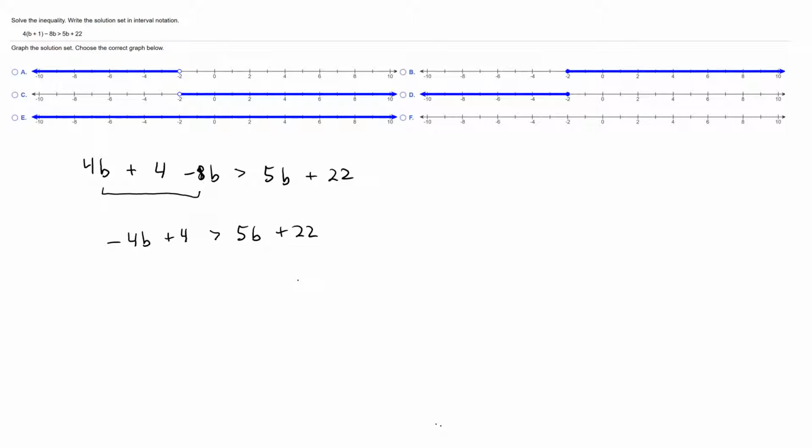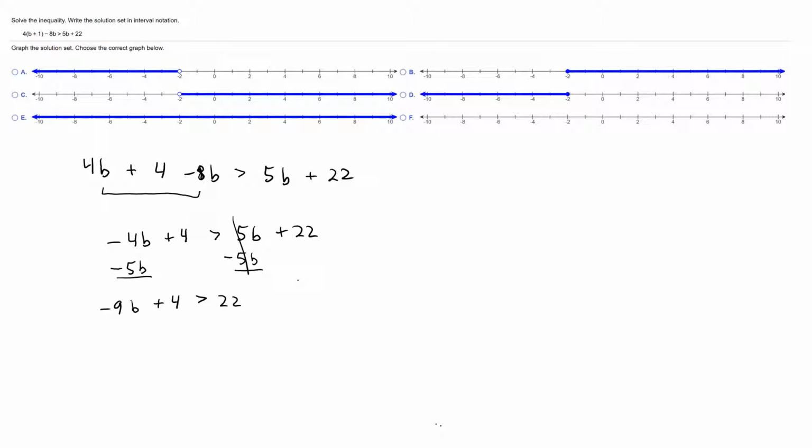I have a negative 4b and a 5b. I would like to cancel out one of those. That way I just have one variable term, and it's easier to graph, in my opinion. It's easier to tell which way we shade if I get the variable on the left. So I'm going to subtract 5b from both sides. This leaves me with negative 9b plus 4 is greater than 22.